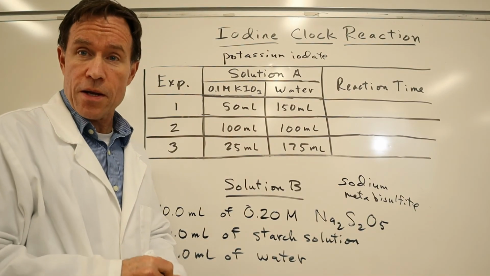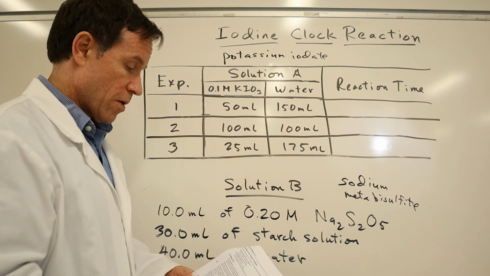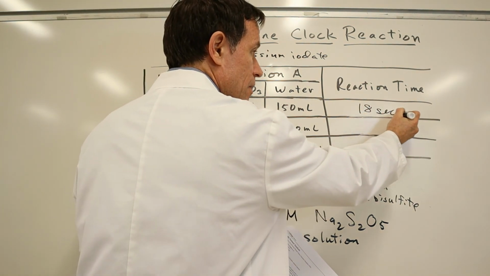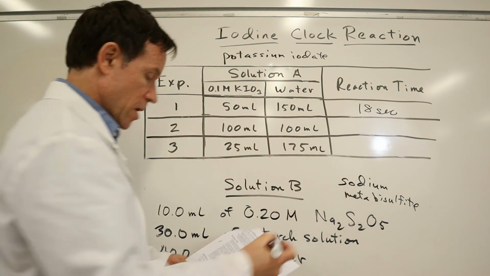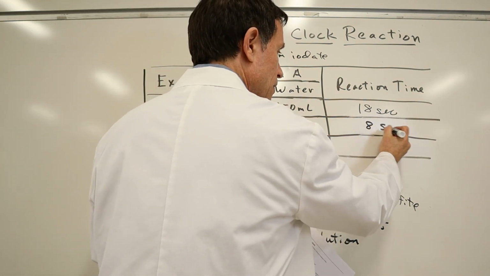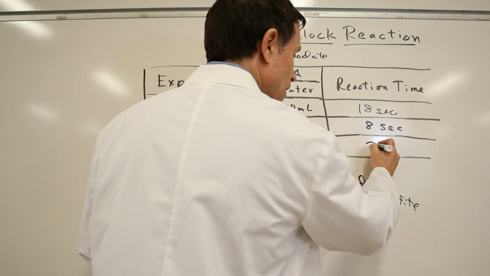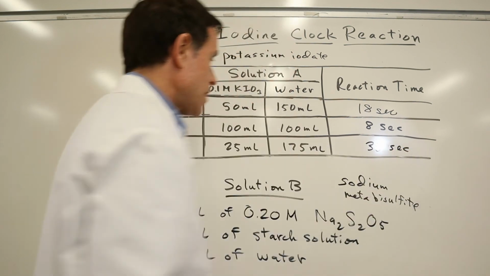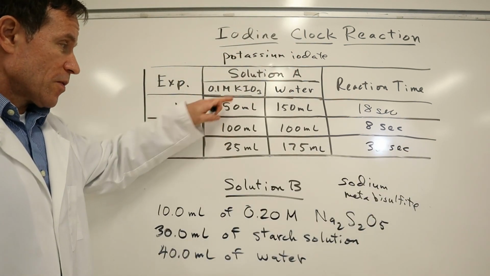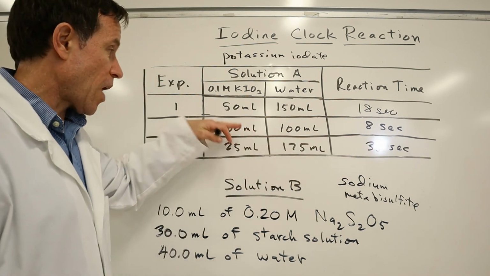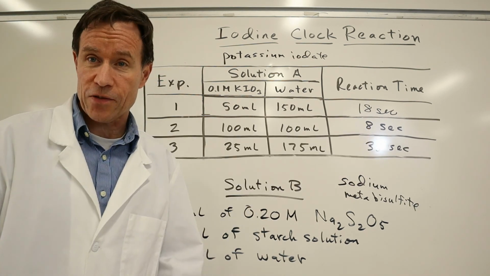All right. Now back to our chart. Let's see what the times were. For the first one, it took about 18 seconds. The second one was roughly about 8 seconds. And then the third one came out to roughly about 35 seconds. Now, look at this. The one that had the lowest concentration was the one that was the slowest. The one with the highest concentration was the one that was the fastest. Very important point.